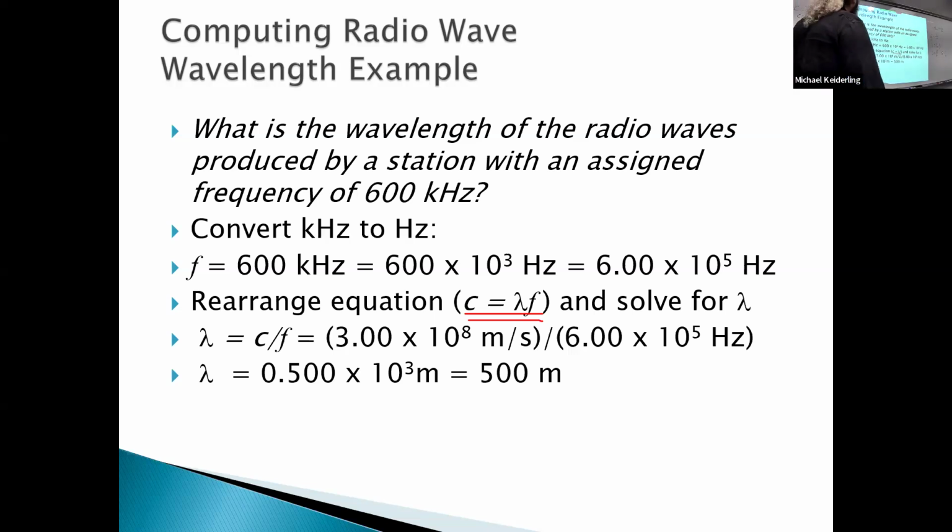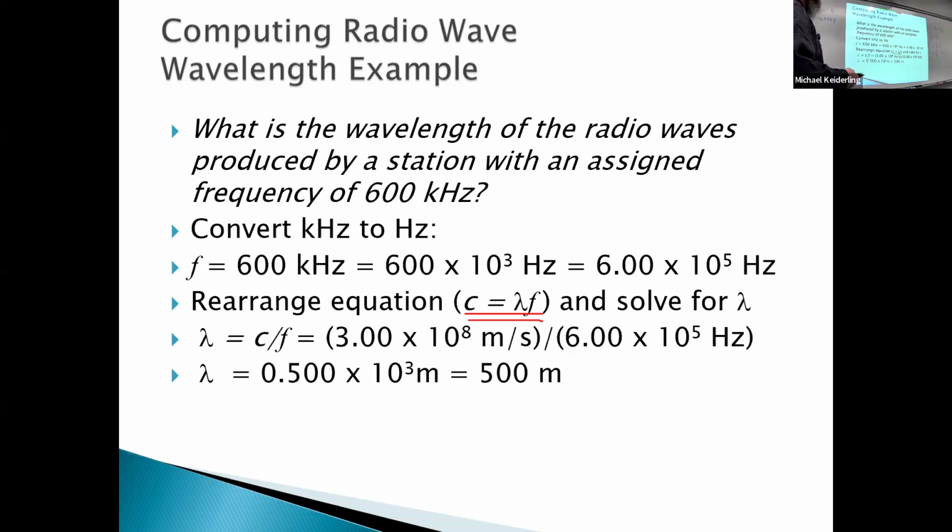But for everyday purposes, 3 times 10 to the 8th works, because that's 3 significant figures, and it's all you'll need for this class. So, the wavelength of radio waves produced by a station that's assigned a frequency of 600 kilohertz. Well, first step, convert kilohertz to hertz. That's 600,000 hertz, or 6 times 10 to the 5th hertz.